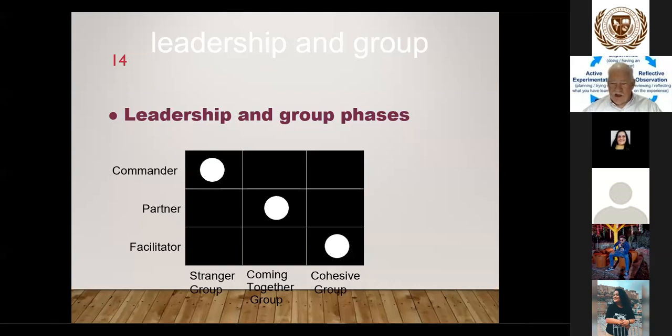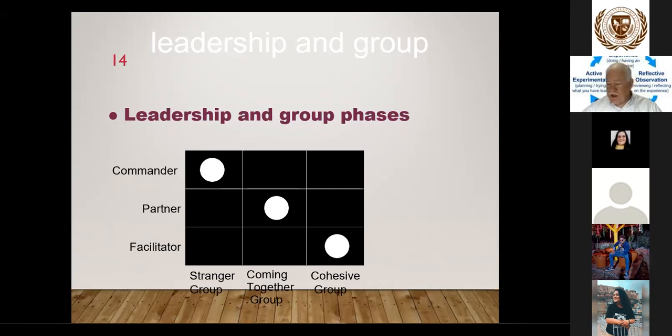For example, when you have a stranger group, people are still getting to know each other. It is probably more valuable that you use your commander style leadership, because you are at that point doing primarily directing and giving input and so on. But as you sense the group is moving into the coming together phase, you want to then shift your leadership style more as a partner, more engaging your students in what's going on, and let them have a role in it in terms of possibly offering policy direction for the class, or maybe sharing ideas of how to move forward with the content and so on.